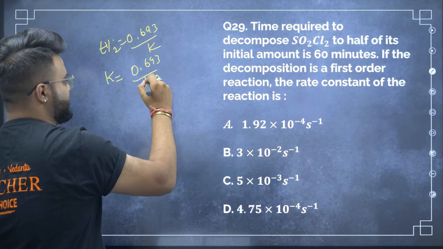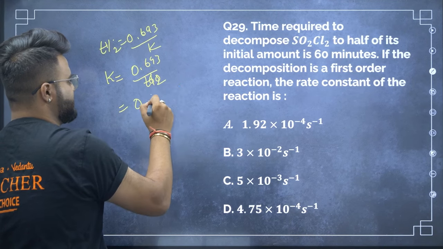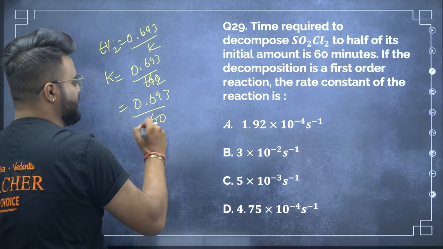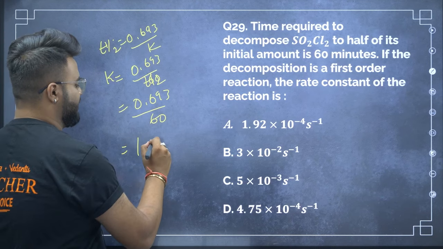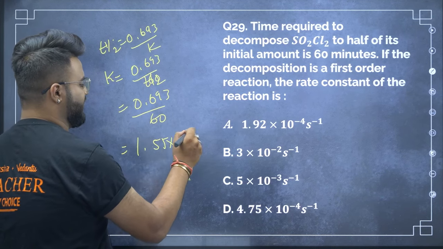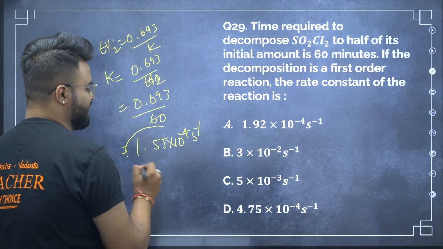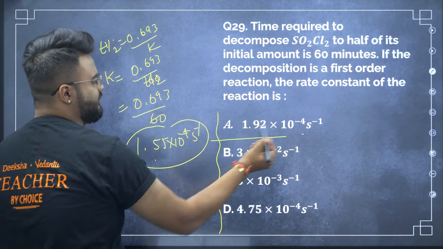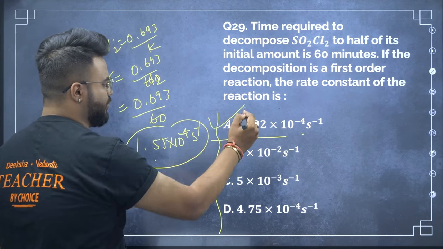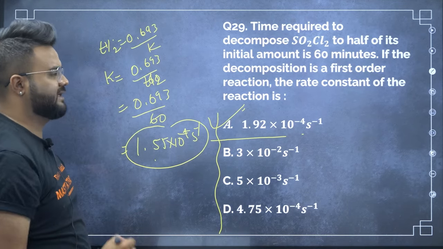Sorry, that is t half. That is nothing but your 60. 0.693 divided by 60, what will be your answer? That is nothing but 1.55 into 10 to the power of minus 4 per second. Therefore, for this question, the nearest option when you check is 1.92. Therefore, option A will be your correct answer.